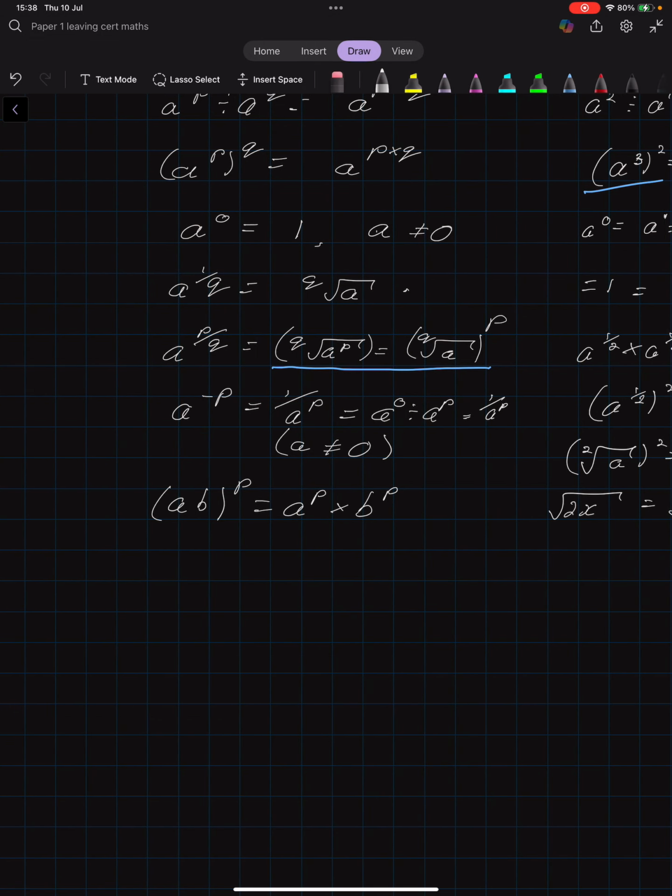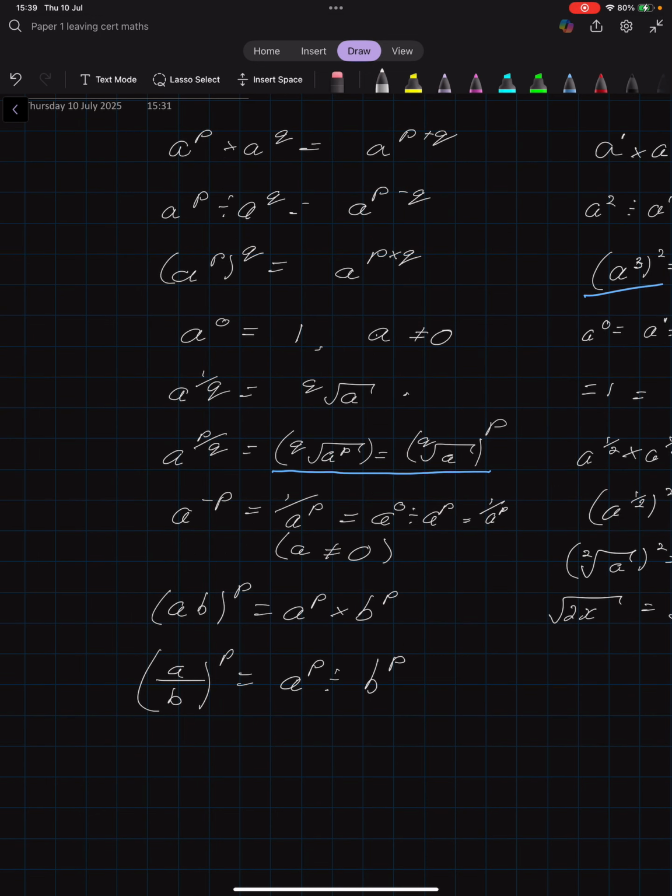And the very last one is the same thing. A over b to the power of p is just a to the power of p divided by b to the power of p. That's all. So that's all fine. When you're doing algebra, those are your laws of indices.